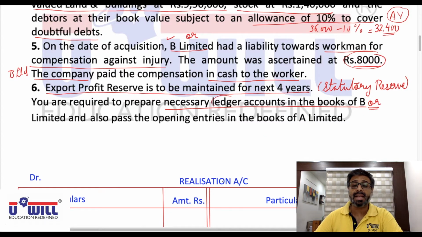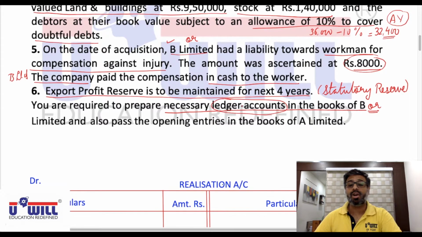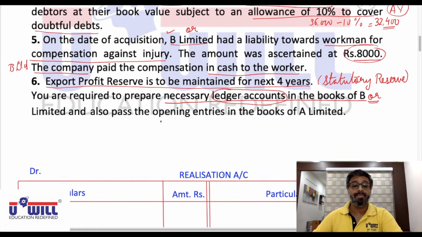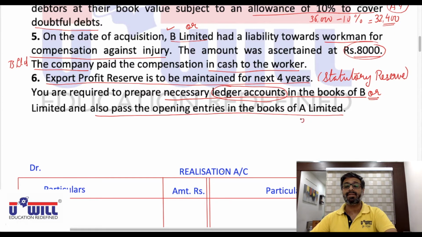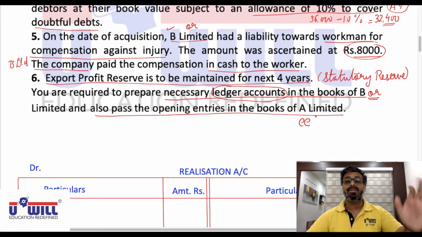Only ledger accounts are asked. Journal entries are not asked in the books of the transferor company. And also pass the opening entries in the books of A Limited, that is the transferee company. So I told you in the beginning it's a mixed question. The transferor company's accounting is also partly asked. Journal is not asked, ledger accounts are asked. For the transferee company also, entries are asked, balance sheet is not asked.